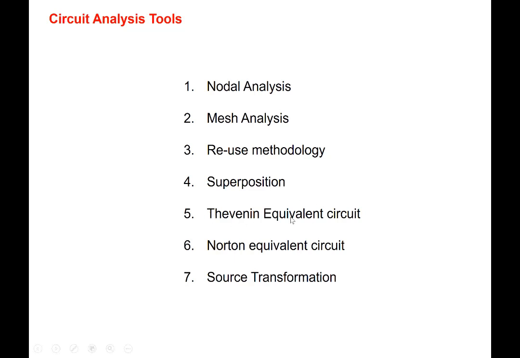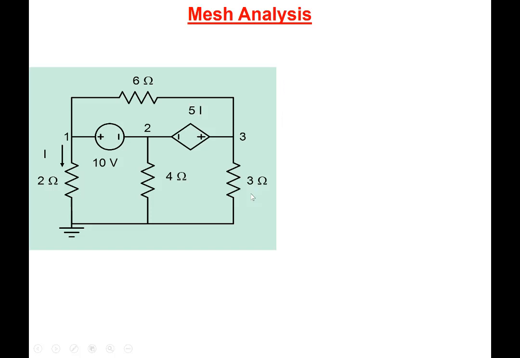And then we had seen the concept of Thevenin's equivalent circuit, where a complicated circuit could be transformed into a voltage source and a resistor, and Norton's equivalent circuit, where that circuit could be transformed into a current source in parallel with a resistor, as long as the circuit was linear. And then as a special case of Thevenin's and Norton's, we looked at source transformation, where a voltage source in series with a resistor could be transformed into a current source in parallel with a resistor, and vice versa. So let's look at some of these things using a concrete example.